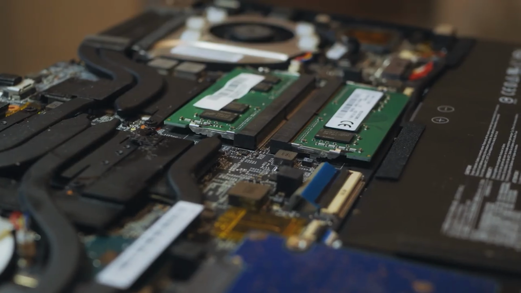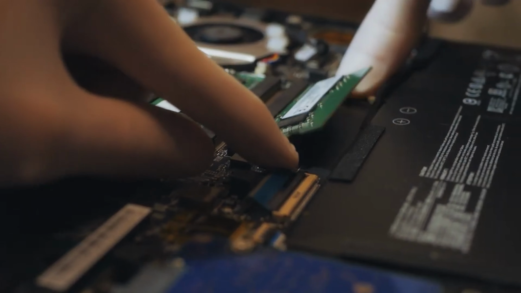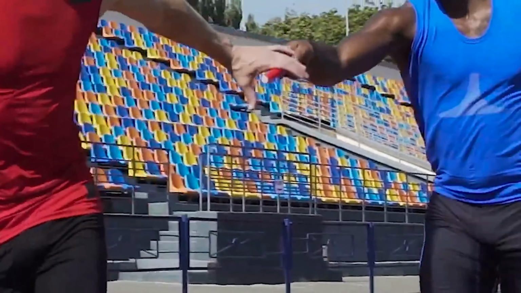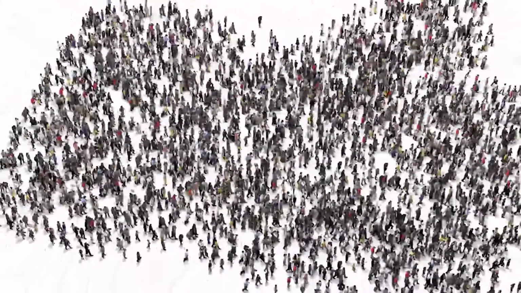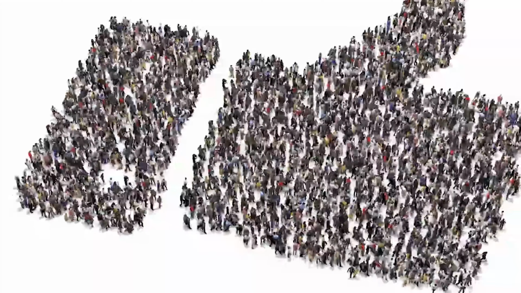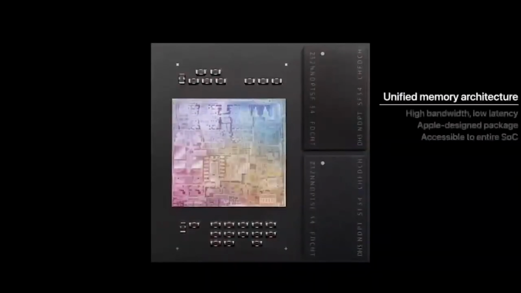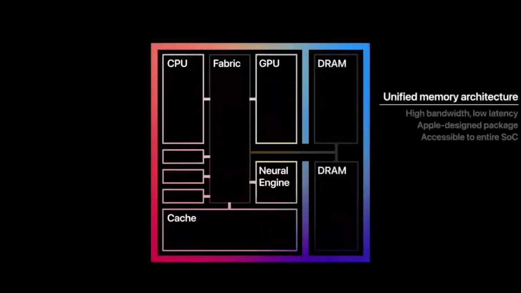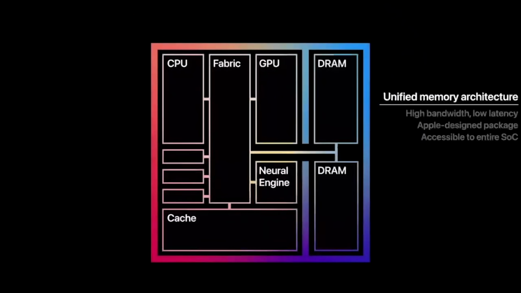It's a big leap from standard memory. Traditional memory is like a relay race, passing data from one point to another. But with unified memory, it's more like a flash mob. Everyone has access to the same data at the same time. No passing around needed. This means better performance and efficiency. So if you're a heavy multitasker or into resource-intensive tasks like video editing, this is a big win for you. But remember, it's not just about the size of the memory, it's how you use it.